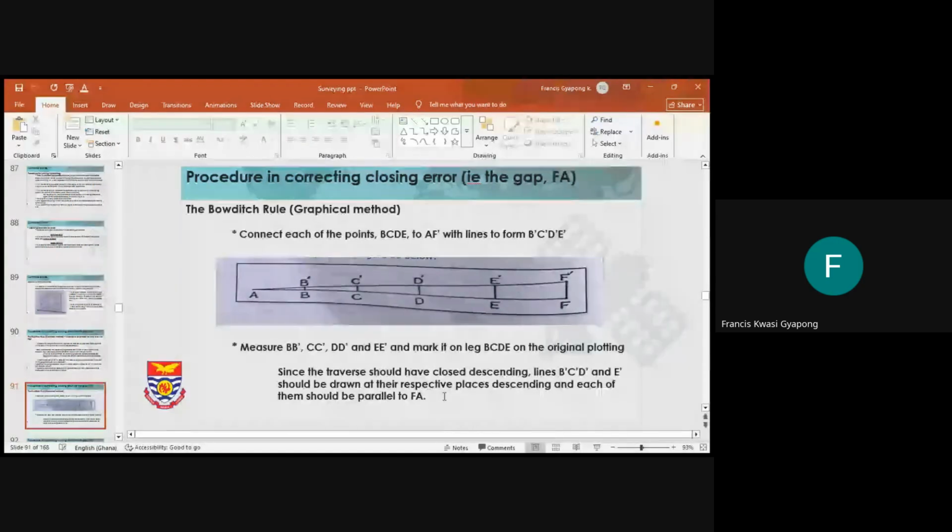You go to C and measure the small distance between C and C prime. You go to D and measure D and D prime, E and E prime. So all those perpendicular or vertical lines standing are the shares of the various traverse legs.